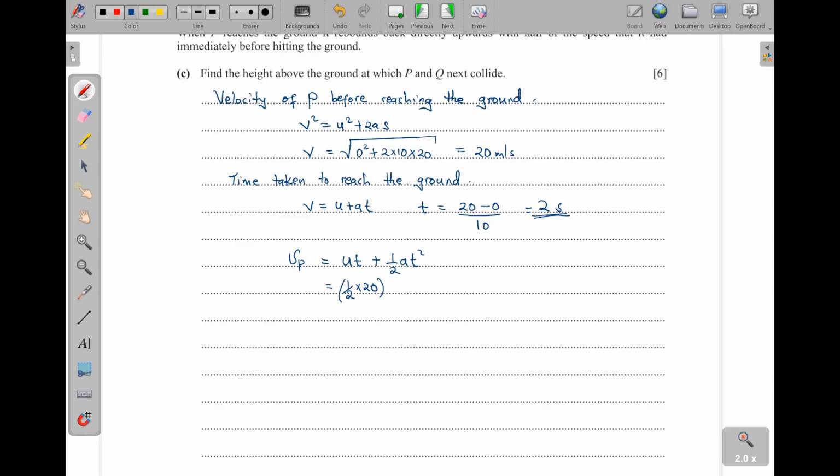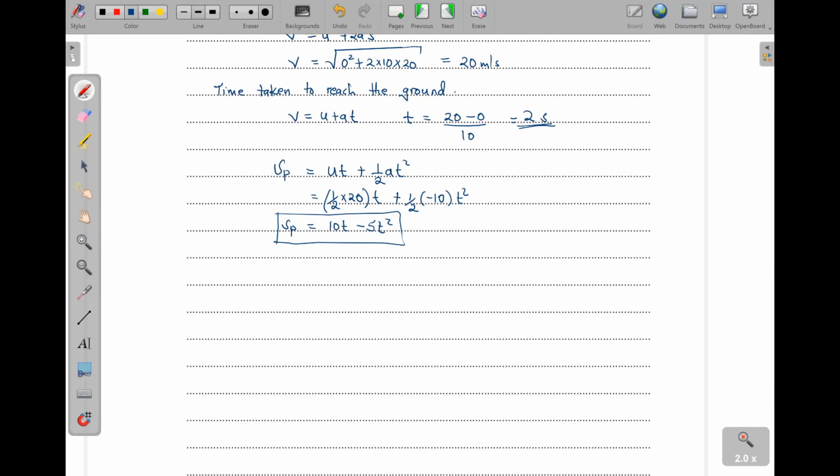You see that? Then it takes some time as it is moving up, so we don't know what time that is. And as it goes up, the acceleration is negative 10, then t squared. So meaning SP here is going to be 10t minus 5t squared. So I can keep this expression. And then how about Q?